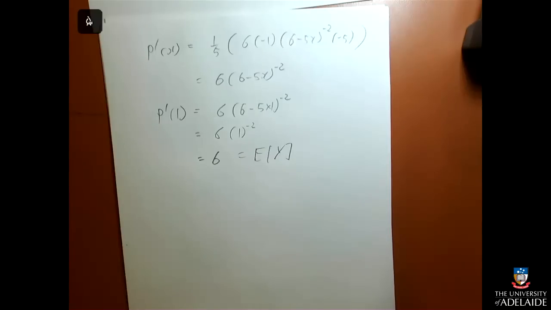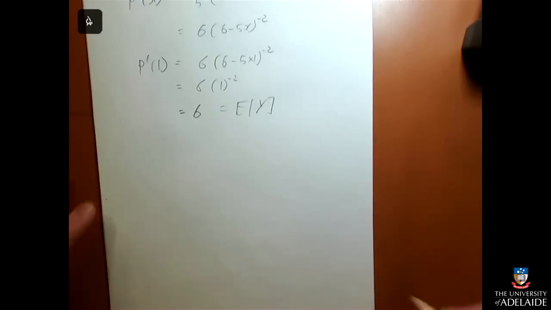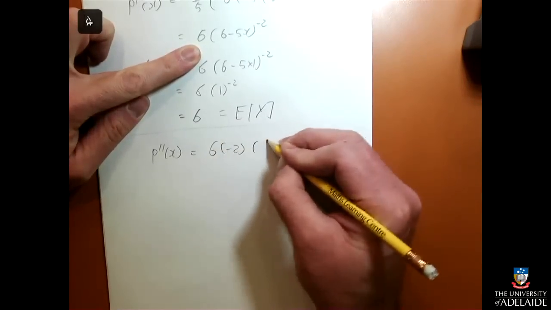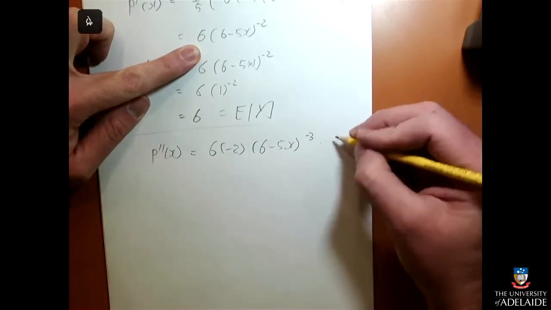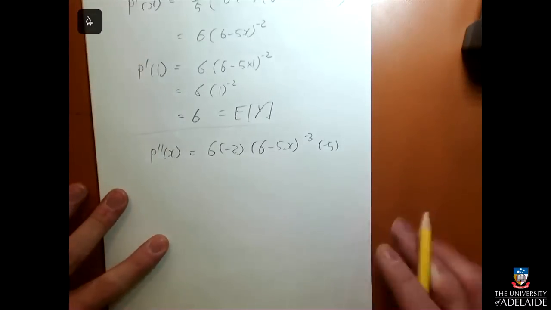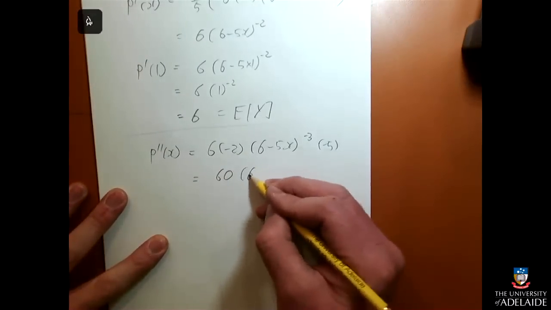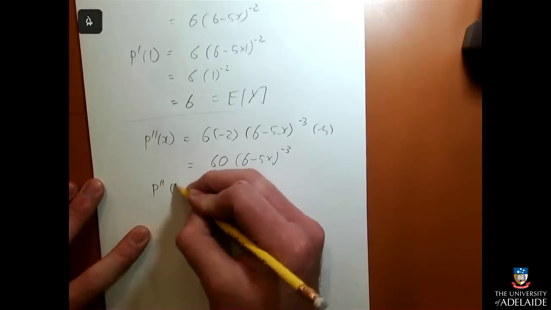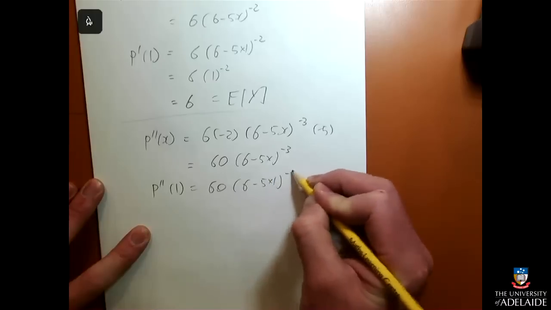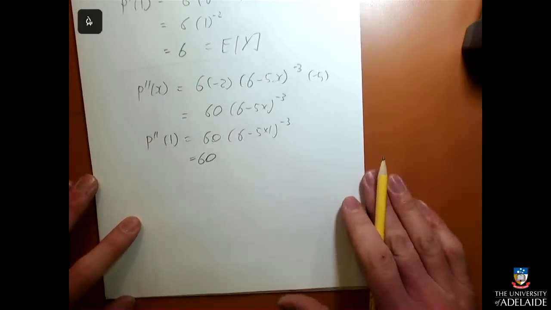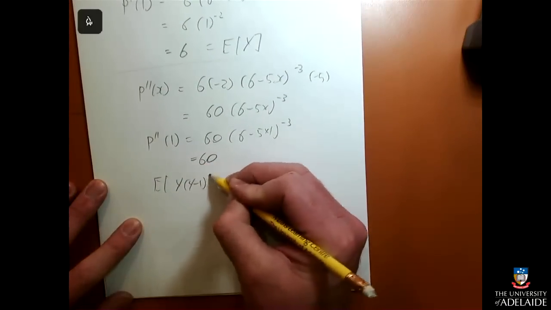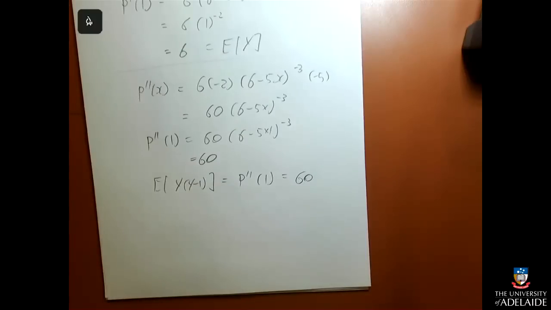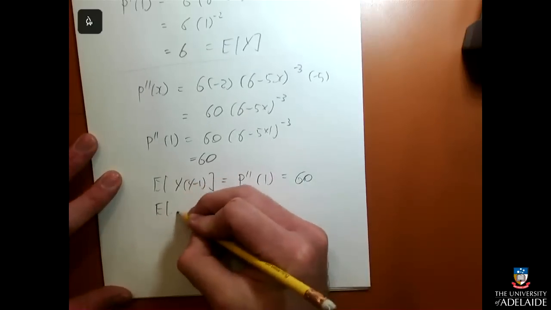All right. So my second derivative, just to make sure I'm doing this right, 6 is multiplied on, it'll still be there afterwards, times by the minus 2, minus 3, times by the minus 5 because of the chain rule. So that's 60. Okay. So p double dashed of 1 is 60. I'm not going to make the same mistake again. And so the expected value of y times y minus 1 should come out to p double dashed of 1, which is 60, according to the rule that I used before. So let's see, the expected value of y squared minus y.